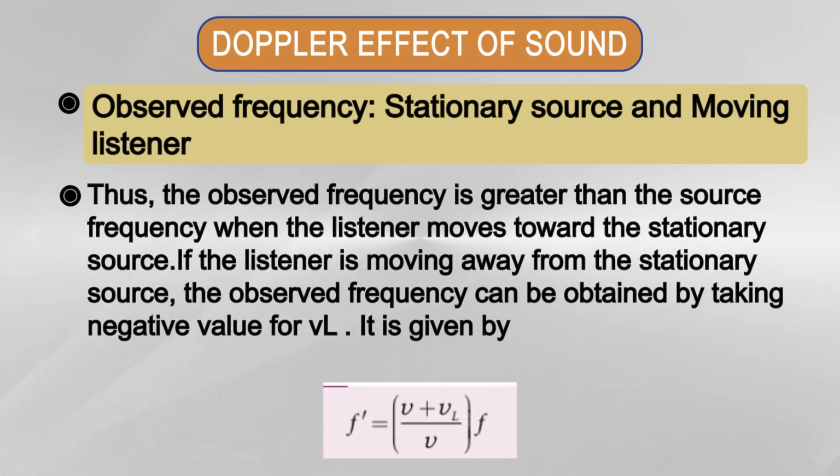So, the observed frequency will be greater than the source frequency when the listener moves towards the stationary source. If the listener is moving away from the stationary source, then the observation will obviously be reversed. The observed frequency can be obtained by taking the negative value of VL, the speed of the listener, and it is given by f prime is equivalent to (V minus VL) upon V multiplied by f.